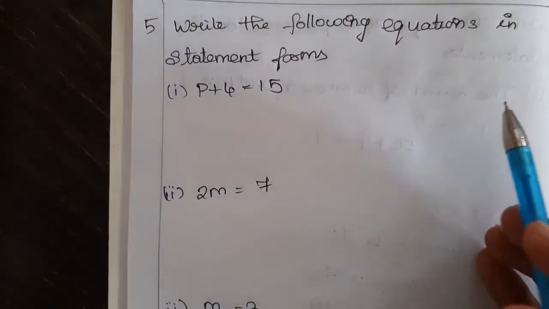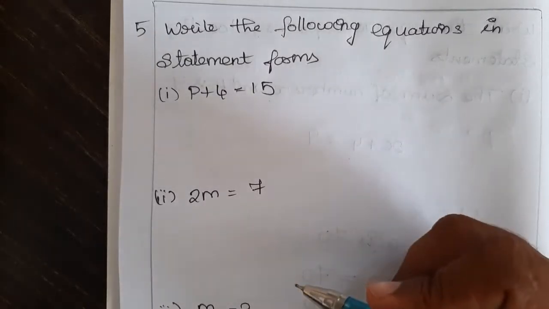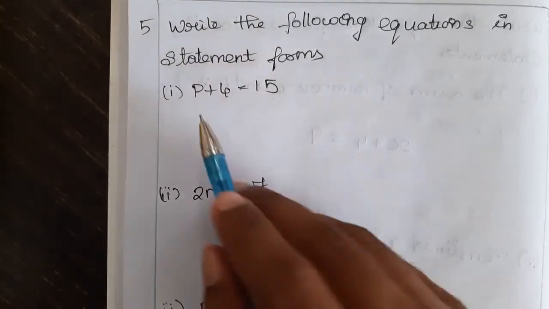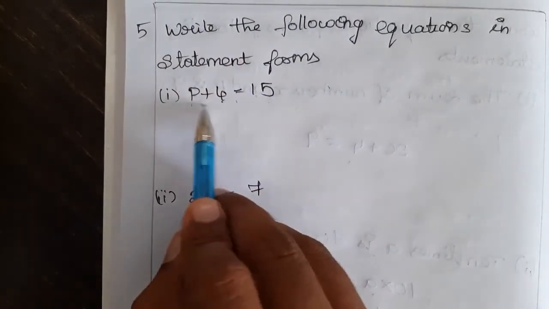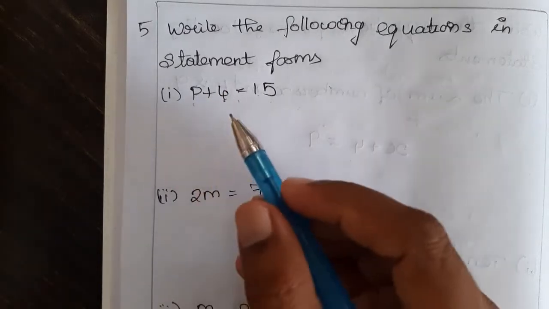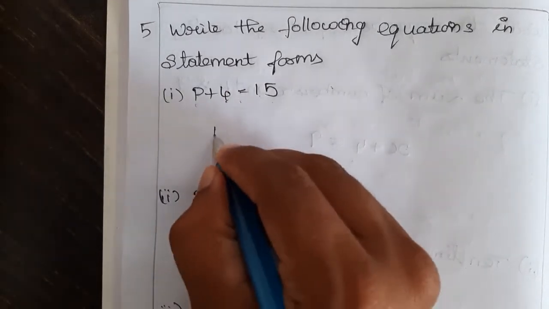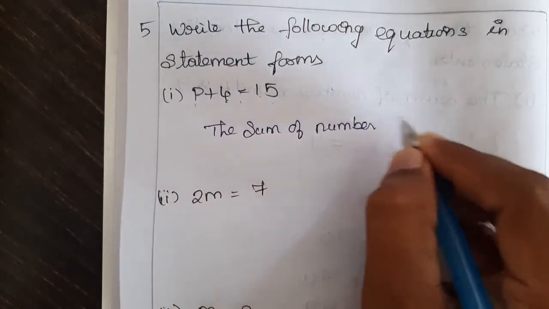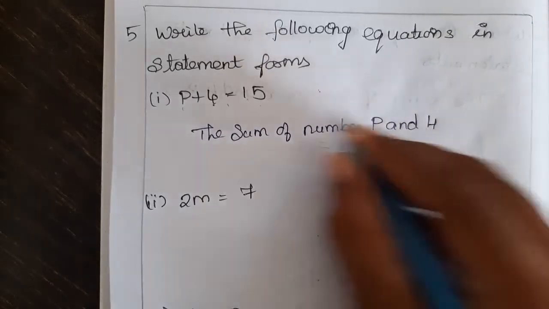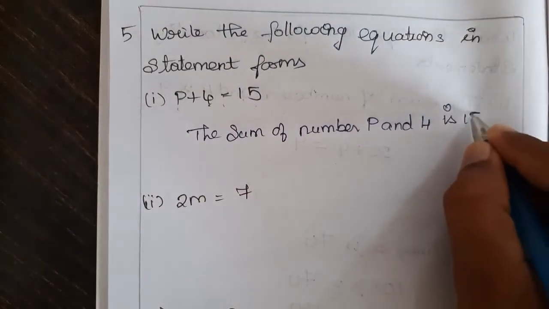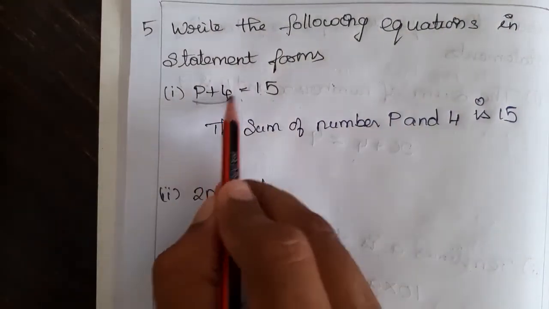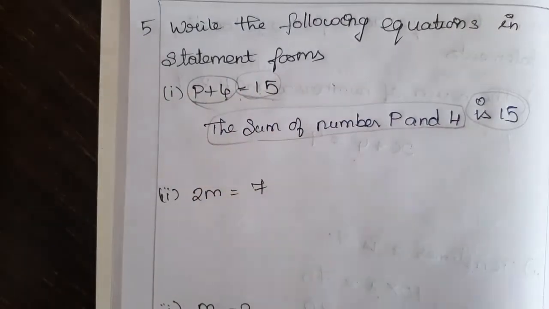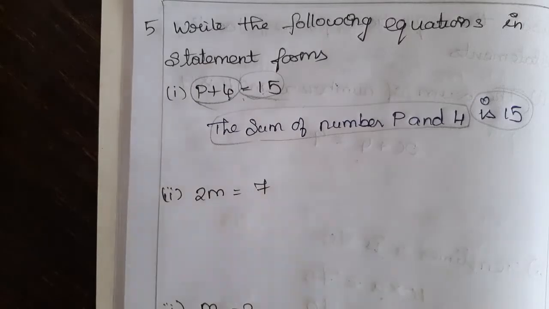So write the following equation in statement form. Previously we wrote the statement as an equation. Now we are going to write the equation as a statement. The given is p plus 4 is equal to 15. How can we write p plus 4? The p plus 4 we can write as the sum of the number p and 4, right? And equal to 15 is written as is 15. So this is now in the statement form, right?